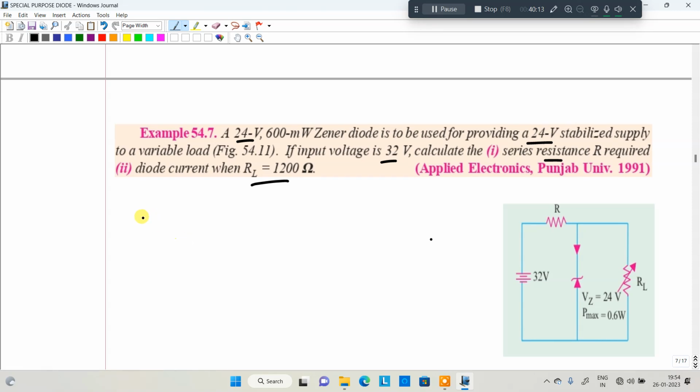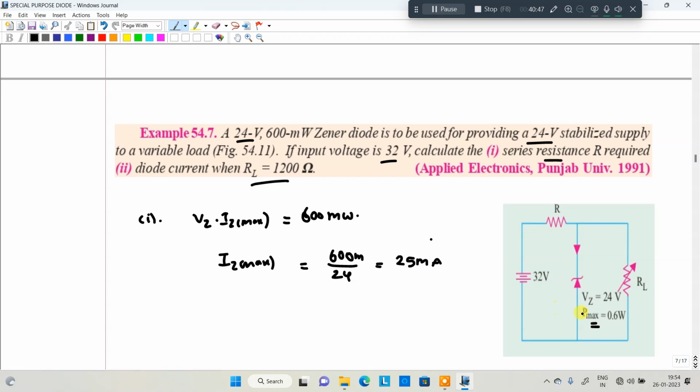You will see in the first case, what is the first case? It is provided the maximum power P maximum is equal to 600 milliwatt, that is VZ into IZ maximum is equal to 0.6 watt. So from that IZ maximum is equal to, what is the voltage here? 24, right? That is 600 divided by 24. It is milli, right? So 25 milliamperes. So I got IZ maximum is equal to 25 milliamperes.